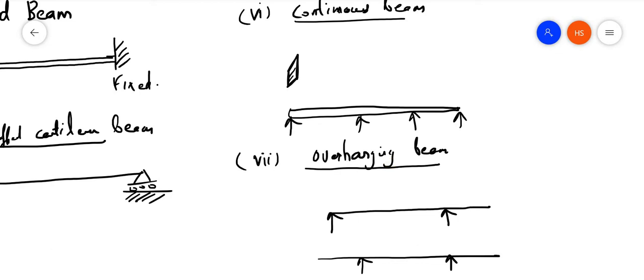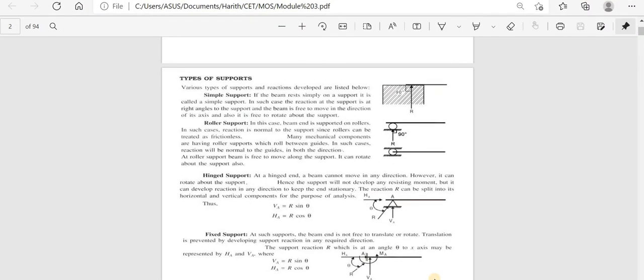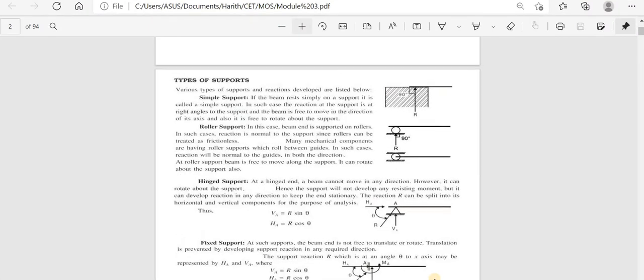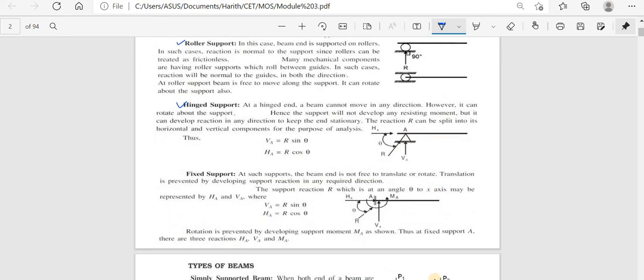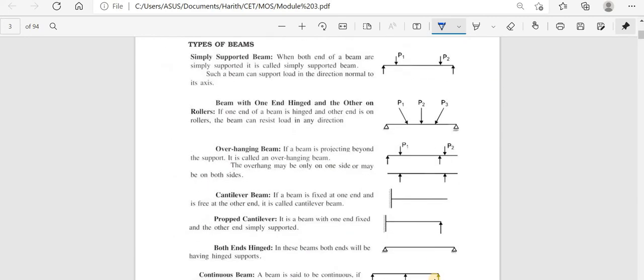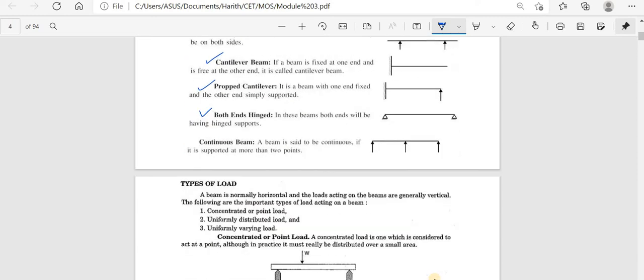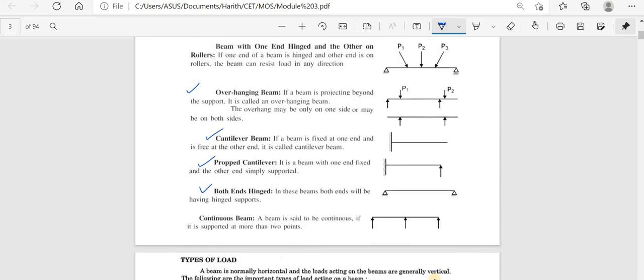So first we have looked into the types of supports: simple support, roller support, hinge support, then fixed support, as I have said. Then types of beams: simple beam, beam with a hinge, and, from the figures itself, overhanging beam, cantilever beam, propped cantilever beam, beam with both ends hinged, continuous beam, etc. So these are the types of beams.